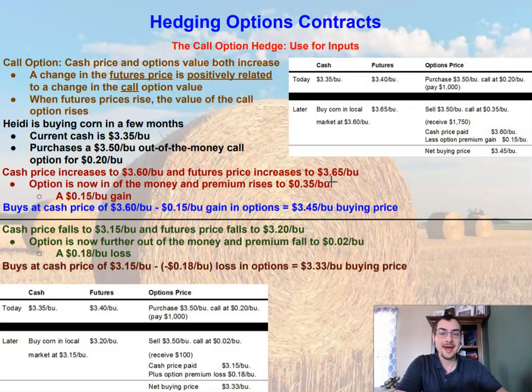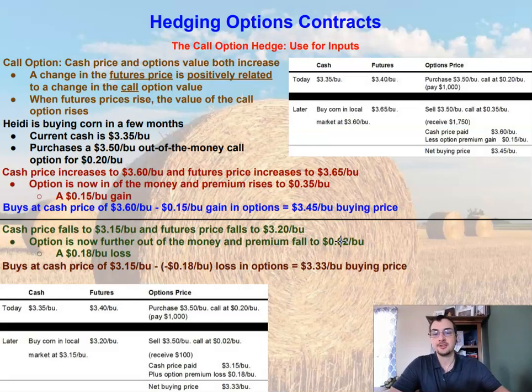Now, what happens if the prices actually go down? First and foremost, let's back up a little real quick. In this particular example, what happened to the futures price? Well, the futures price went up. What happened to the value of the call option? The call option went up as well. Remember, the premiums rose to 35 cents and we had a 15-cent gain. So that 15-cent gain in the options contract went to offset the additional increase in the price of that particular commodity in the cash market. Now, what happens if the cash price falls and the futures prices fall?